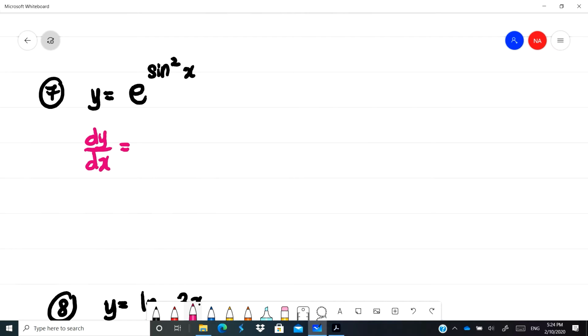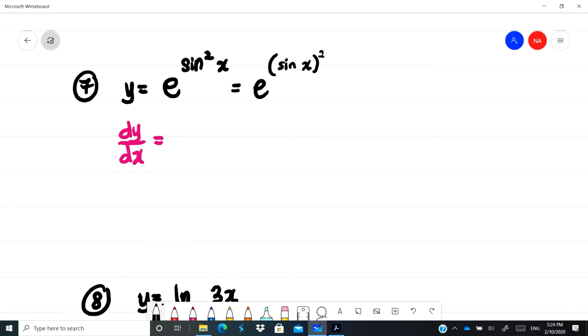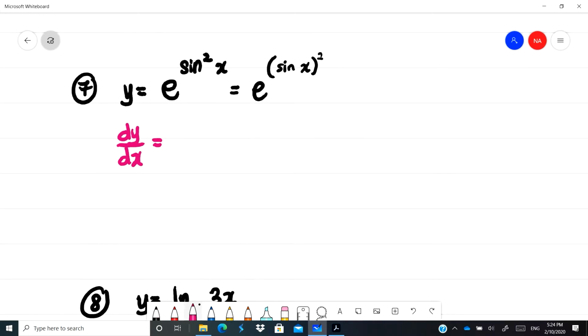If you have this function, you have to modify it a little bit so that you won't make silly mistakes. So e to the power of sine square x is meant as e to the power of sine x to the power of 2 outside the bracket. Firstly, you have to copy everything. dy over dx, differentiating e, it will give you e to the power of sine square x, not changed. Right now we have to differentiate the index here.